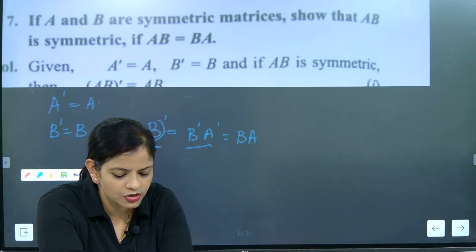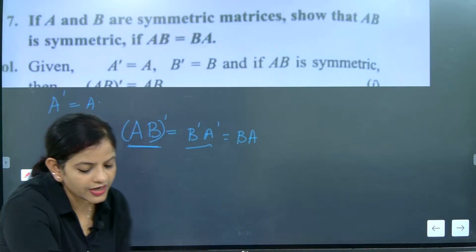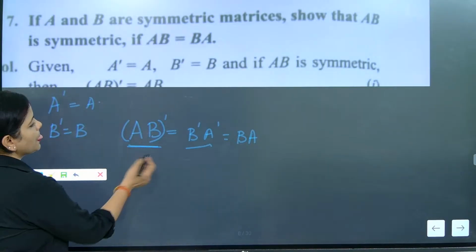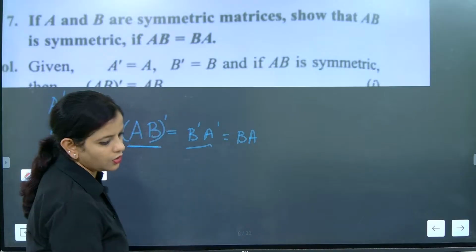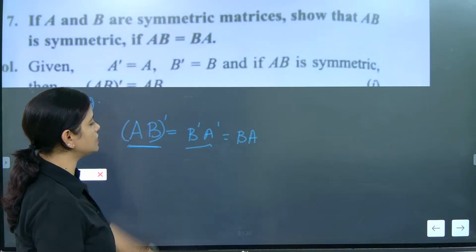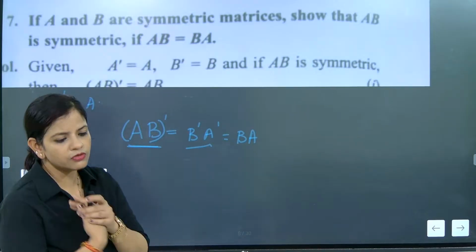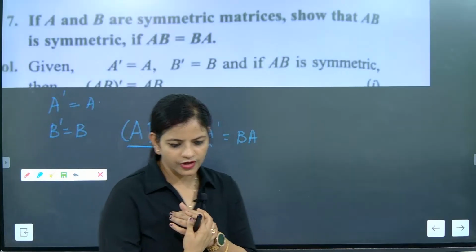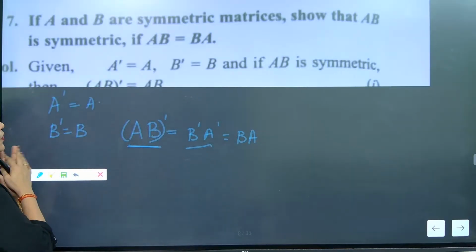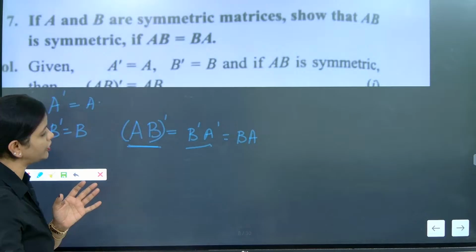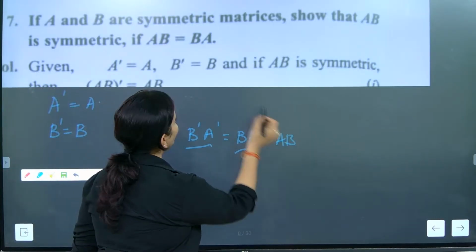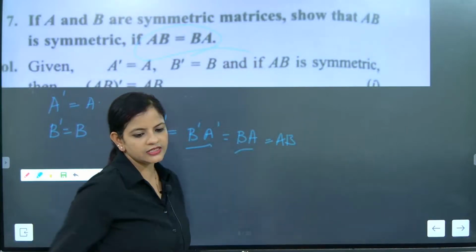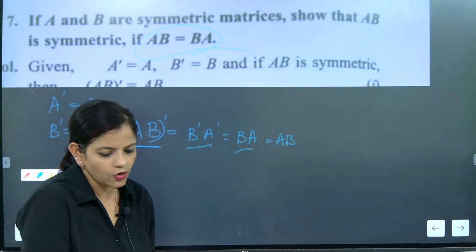Just one small short proof we have done. What is given is AB is equal to BA. So we took AB and did the transpose of it. After doing the transpose, we got BA, and BA is nothing but equal to AB, as it is given in the question. So this is exactly the apt answer. I hope you have understood.